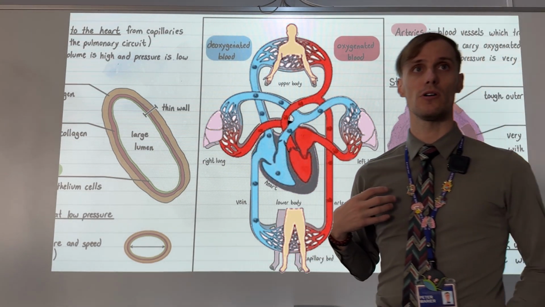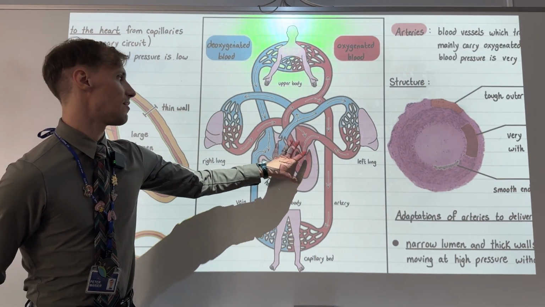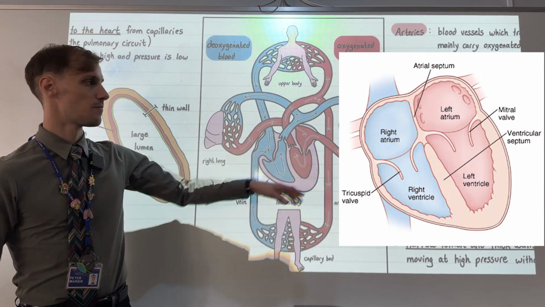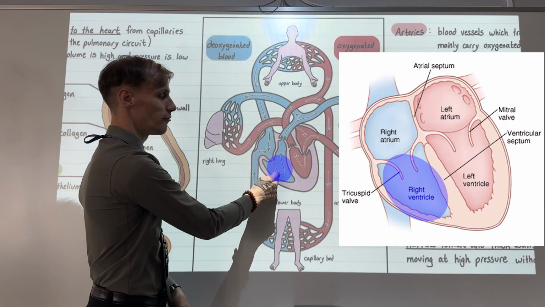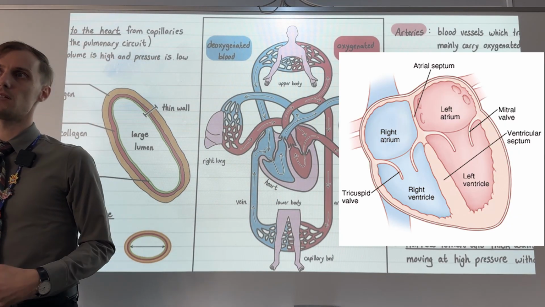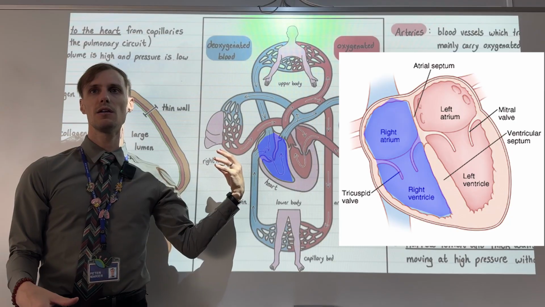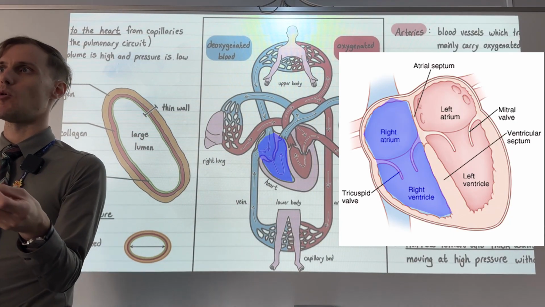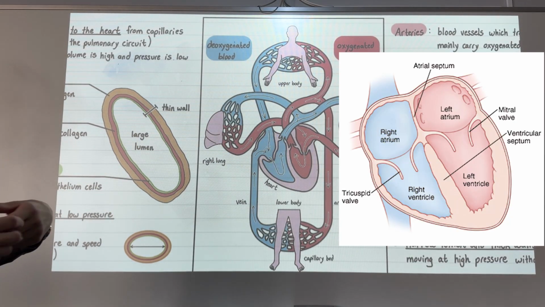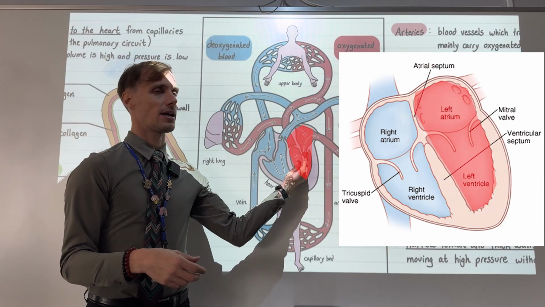So for mammals, we have a 4-chambered heart. 1, 2, 3, 4. And what happens is on one side of our heart, it's deoxygenated blood, which in this subtopic will represent as blue, and oxygenated blood on the left side as red.